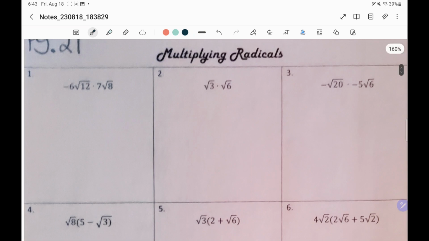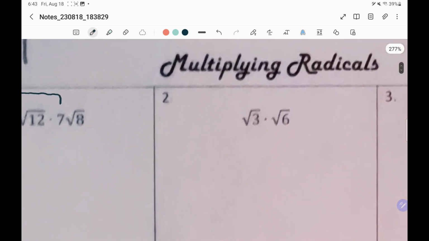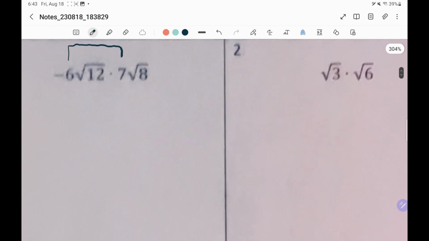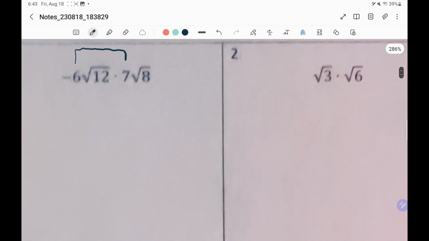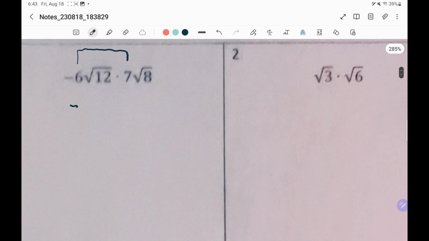Now, problem number 1, I have negative 6 times negative 7. Let me make it a little bigger. That way we can see what's going on. There we go. That's the first thing I need to do, which I already know my answer. It's going to be negative 42.